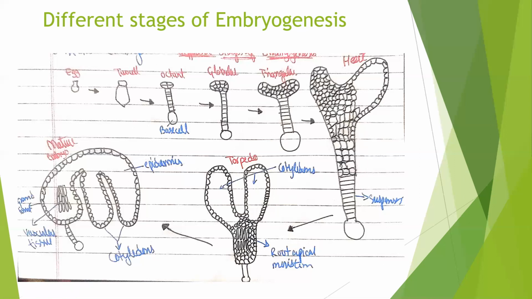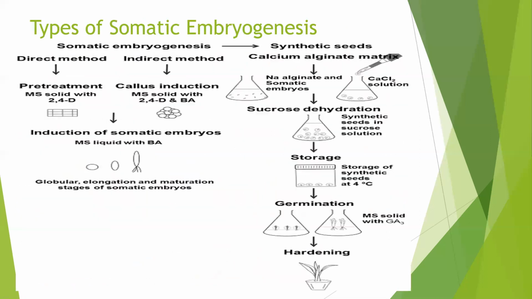Again, I will repeat. This is for somatic embryogenesis. First the callus is formed. From the callus, globular structure is formed. Then from the globular structure, heart-shaped cells are formed. Then the torpedo, and finally the structure which is going to form the root and the shoot in case of somatic embryogenesis.